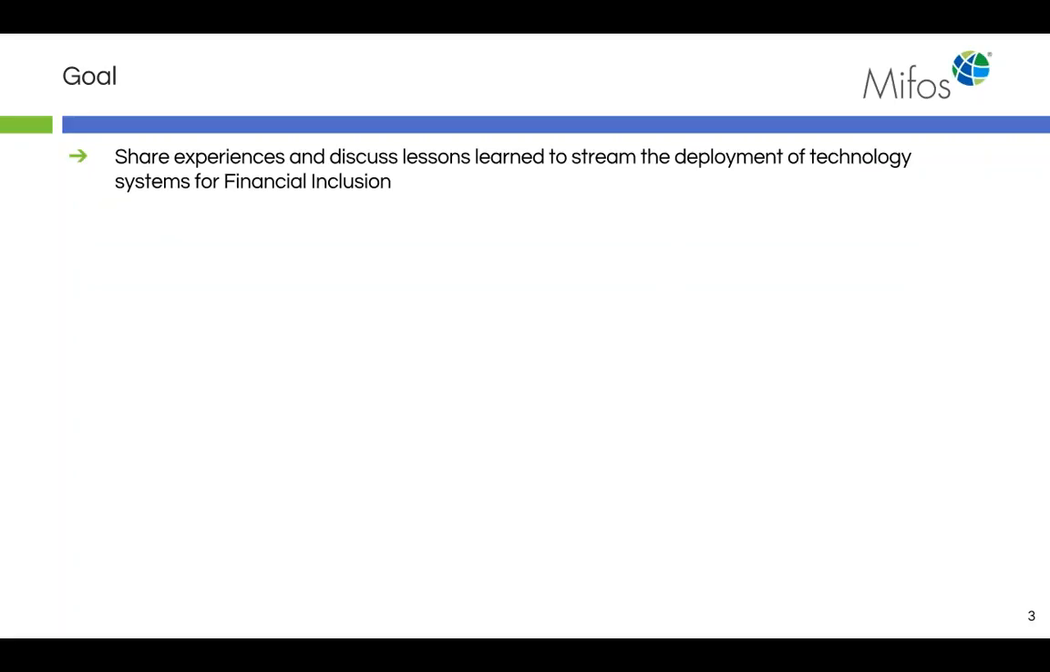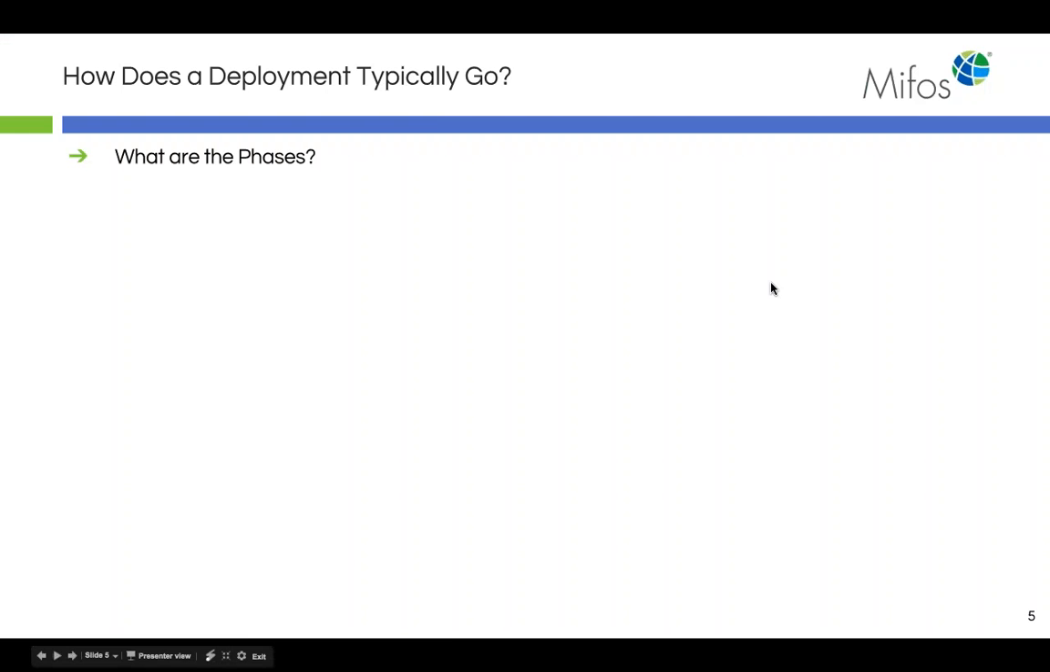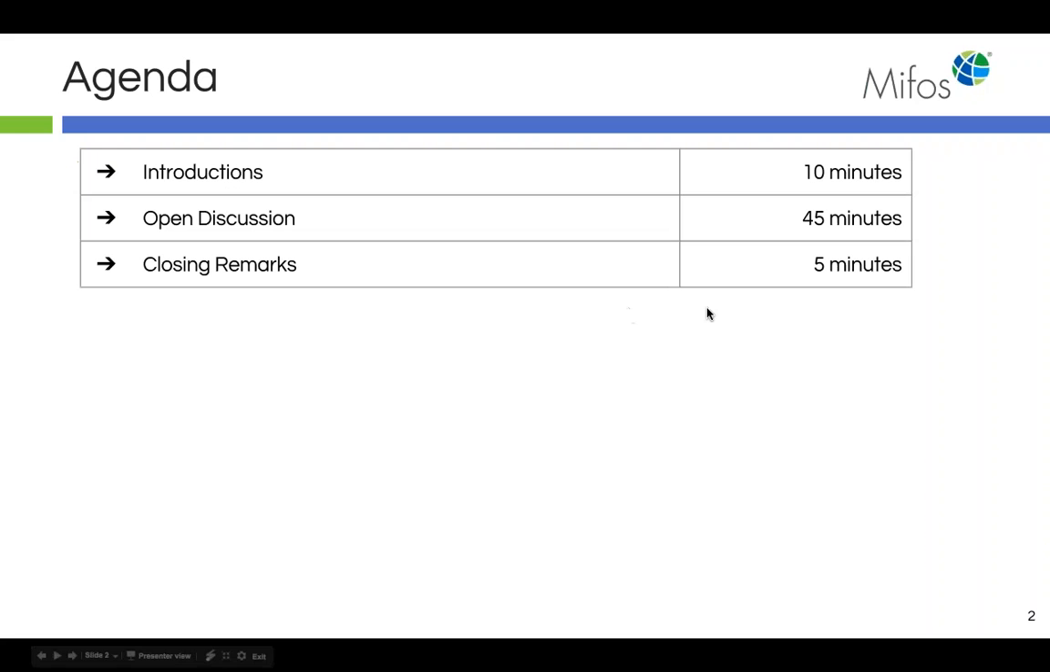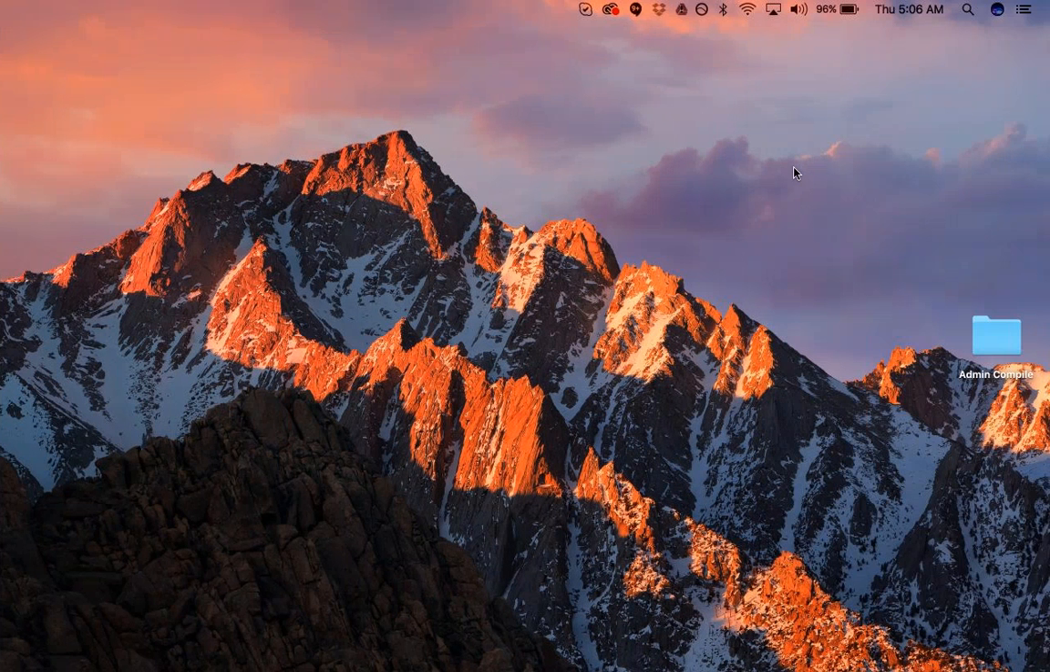So just to recap on the goal, we want to bring everyone together, share experiences, discuss best practices, identify what those challenges are in deploying technology systems for financial inclusion, as there are some unique constraints that one must deal with, and there's many tips and tricks that we can share to better the process over time. So we'll get started with some introductions. Let me just go back to the agenda page, and then I'm going to start unmuting people.